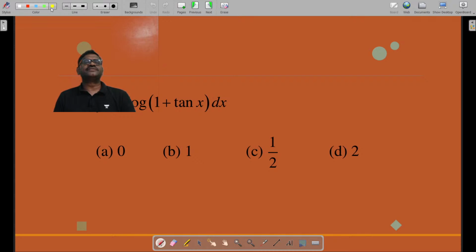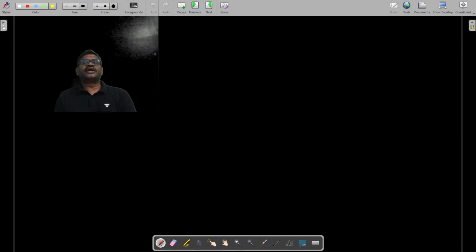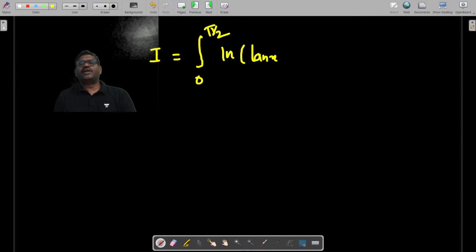This is integral 0 to pi by 2 log tan x dx. The integral I is integral 0 to pi by 2 log tan x dx. That is the given integral. So the given integral is called equation 1.